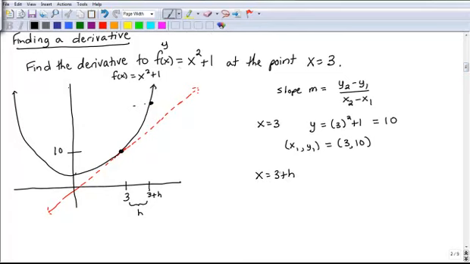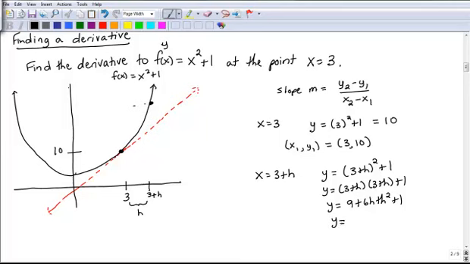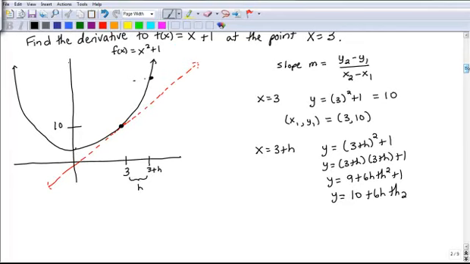So if x is 3 plus h, then the y value is going to be (3 plus h) squared plus 1. Now to do that, I have to FOIL that. That's (3 plus h) times (3 plus h) plus 1. And when you FOIL that together, you get 9 plus 6h plus h squared plus 1, which is 10 plus 6h plus h squared. So what I just found was my x2, y2. Notice I used the letter h to tell me how far over I go. When I do that, it'll make my secant line really, really close to my tangent line.